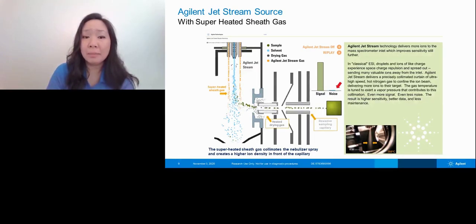And then here is just an illustration of what the Agilent JetStream source looks like at 350 degrees C. So with the superheated sheath gas, now you can see the spray is a lot more focused in.